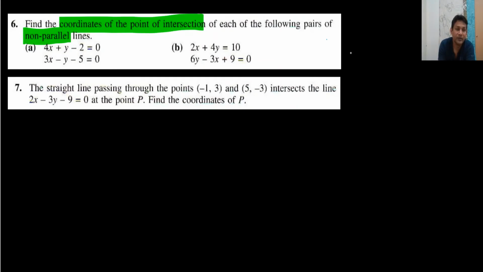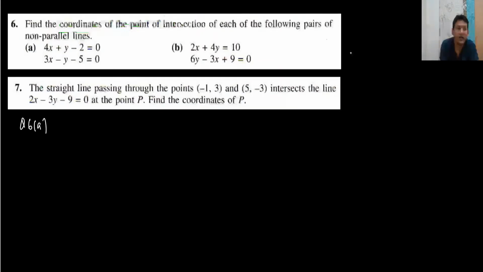I'm just doing question number 6 part A. If I just add these two equations, this will be cancelled out, and 4x plus 3x is coming 7x, and minus 7 equals 0, so x is equal to 7 upon 7, which is 1. Then I can put this value of x in the first equation.